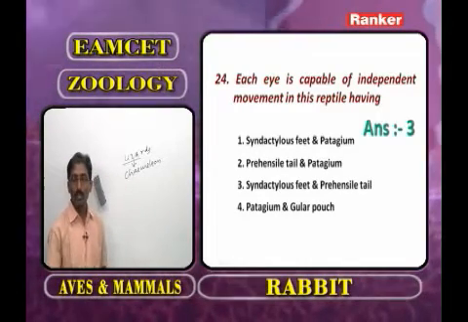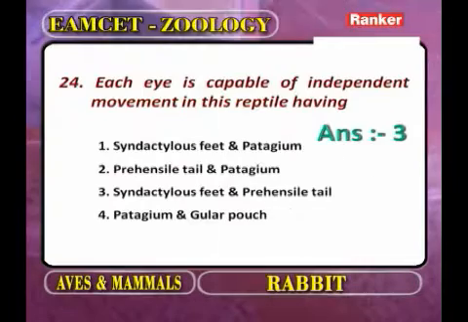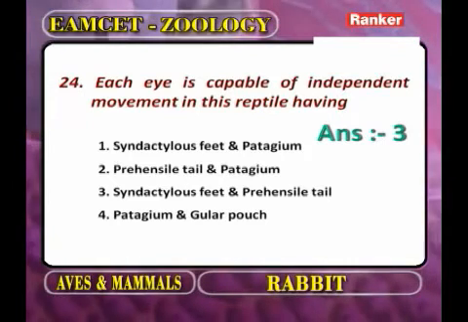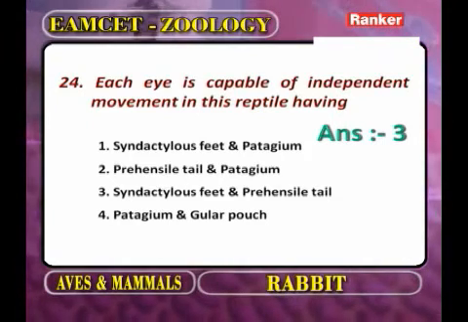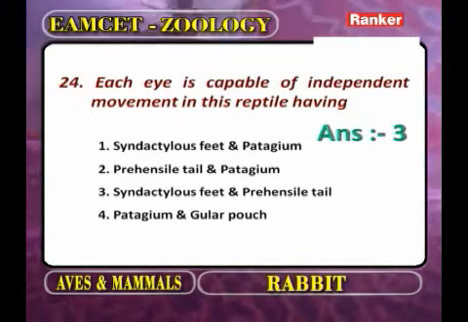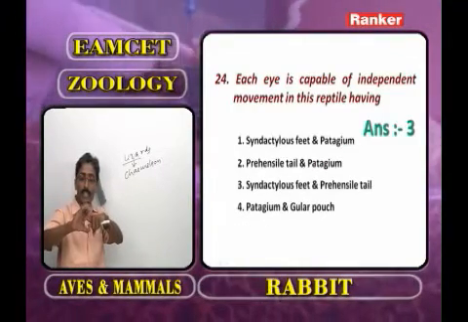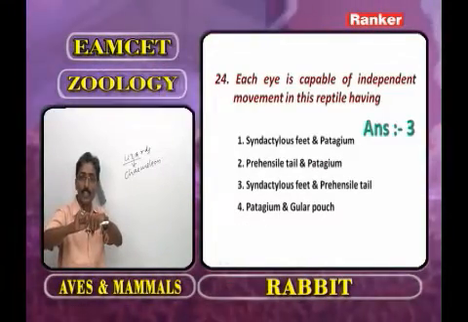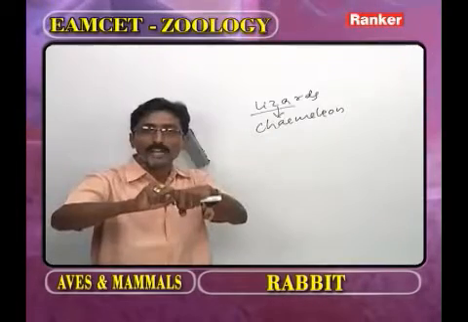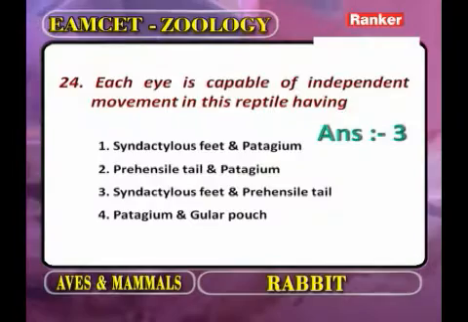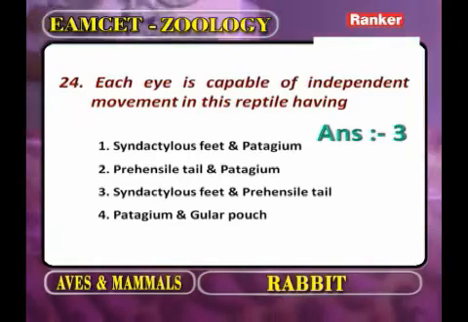Having. Now the third option, syndactylous limbs plus prehensile tail. In the chameleon also the tail is curved. With the help of the curved tail, it holds the branches of the tree. With the help of syndactylous forelimbs and hind limbs, it holds the branches of the tree. So based on this information, the answer is 3. Now we go for the next question.